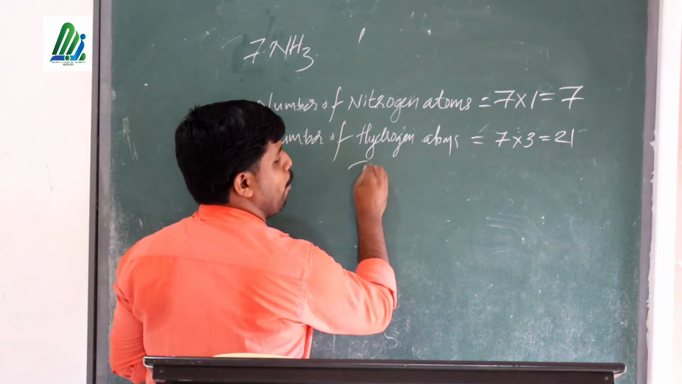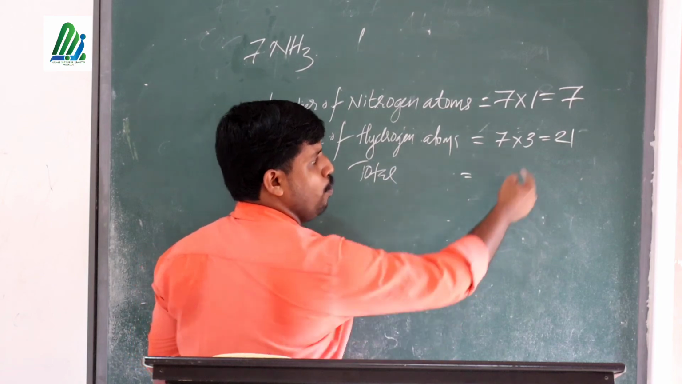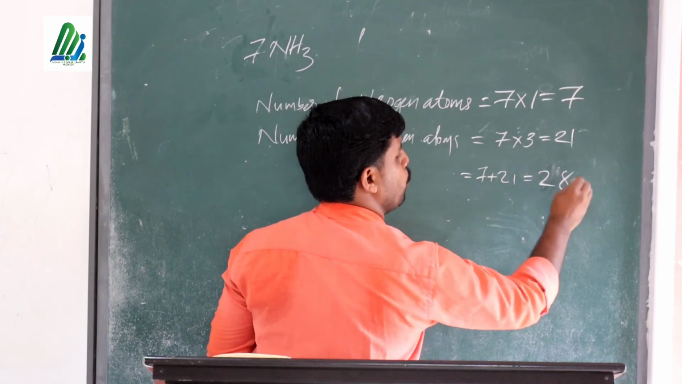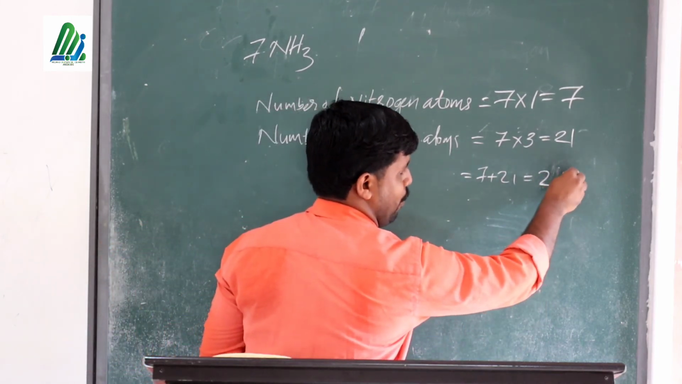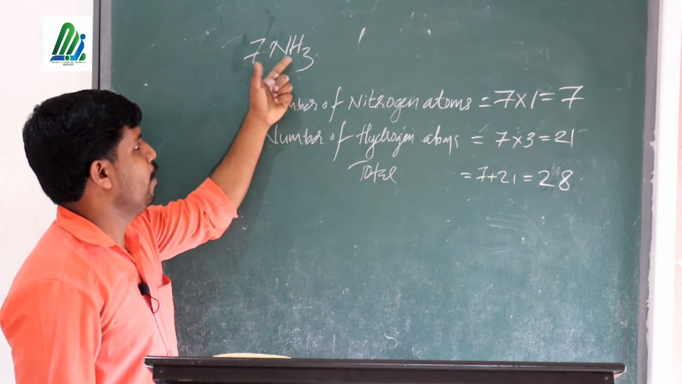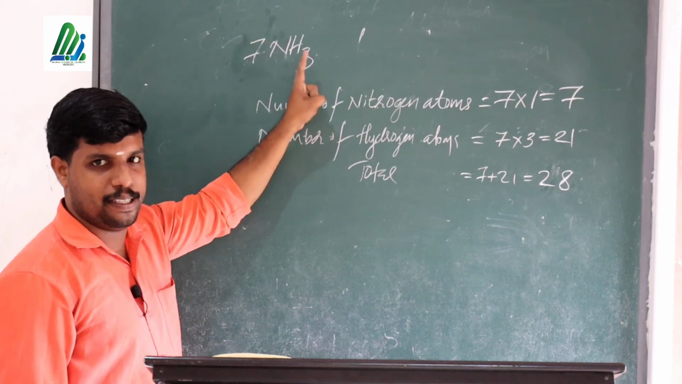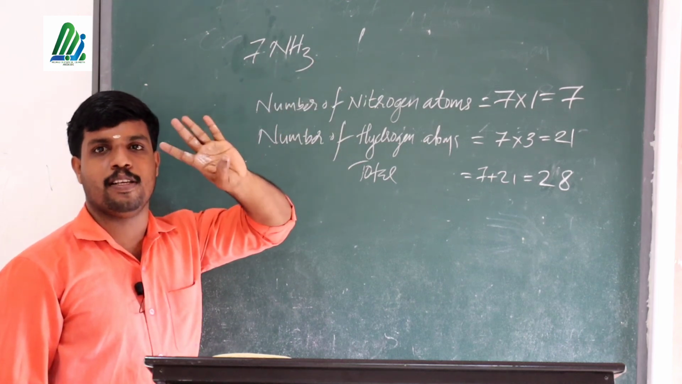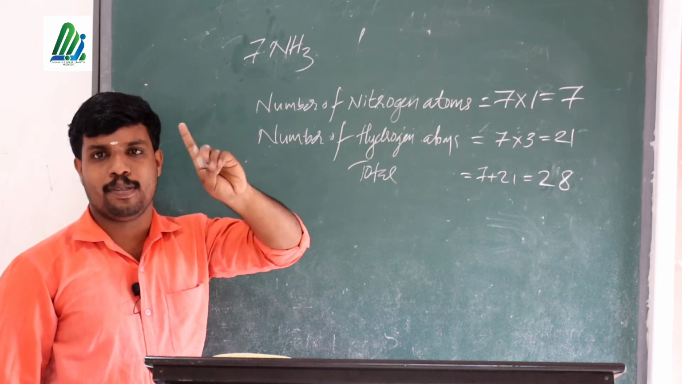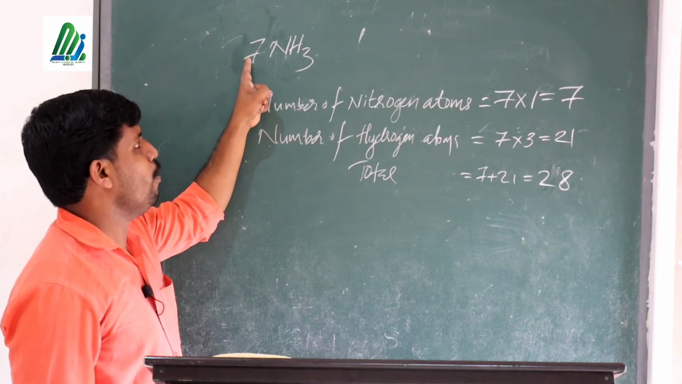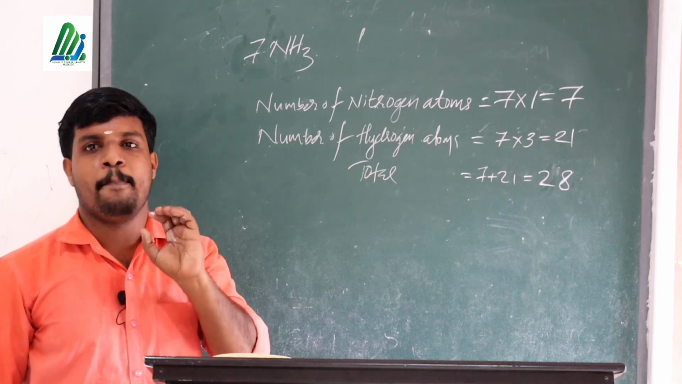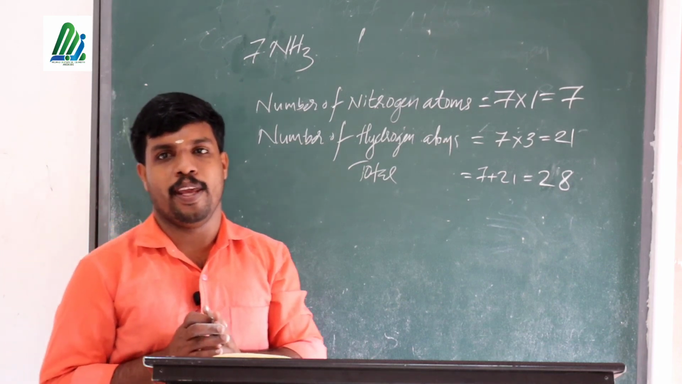Then total number of atoms is equal to 7 plus 21, it is 28. That is a method to find the number of atoms, and we can find it easily from here. Nitrogen 1, hydrogen 3, 1 plus 3, 4. In one molecule, there are 4 atoms: 1 nitrogen atom and 3 hydrogen atoms. So we have 7 molecules, then 7 into 4, 28. 28 atoms are present in 7 ammonia molecules.